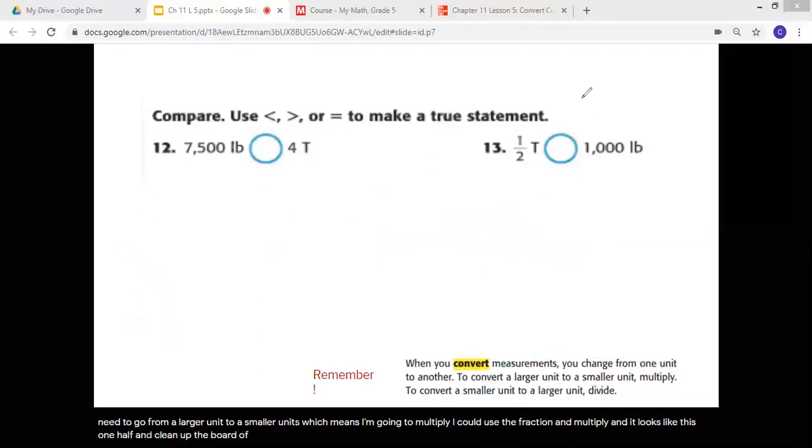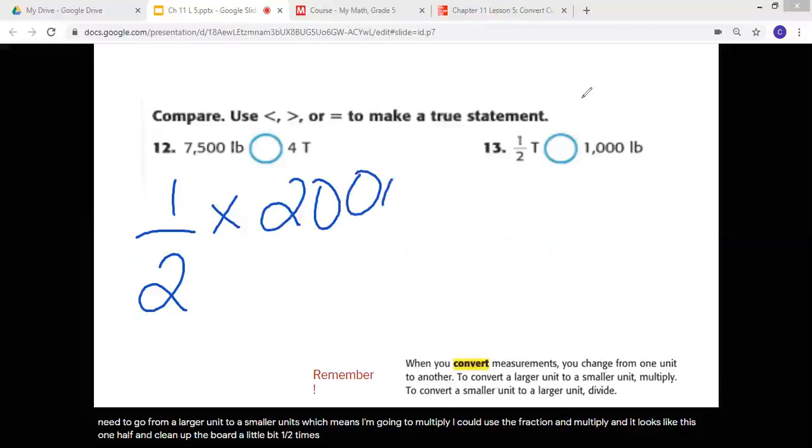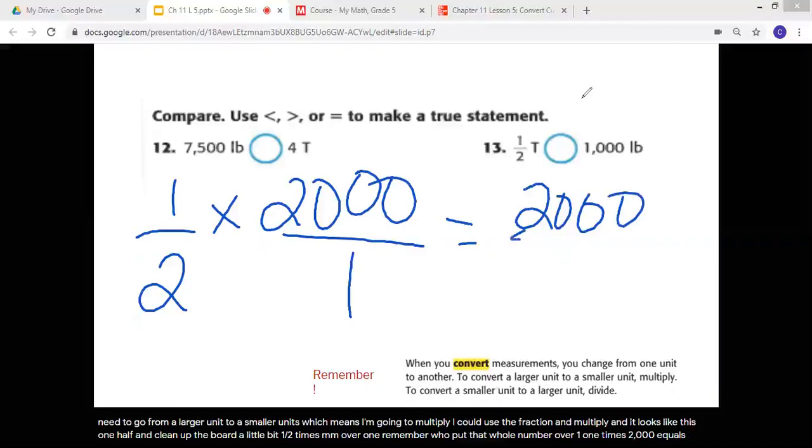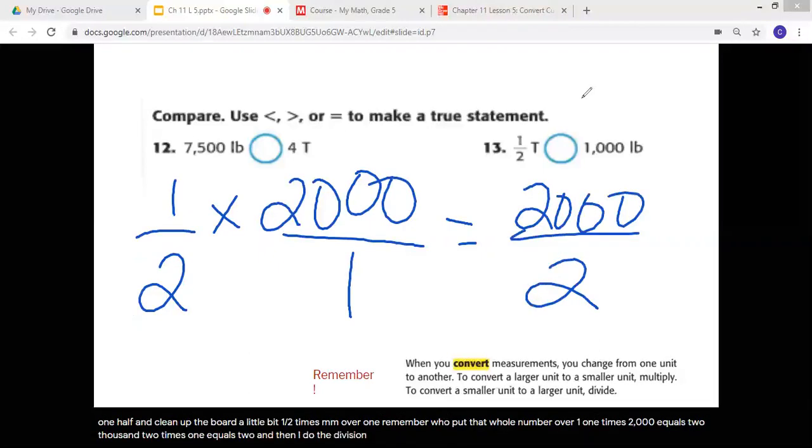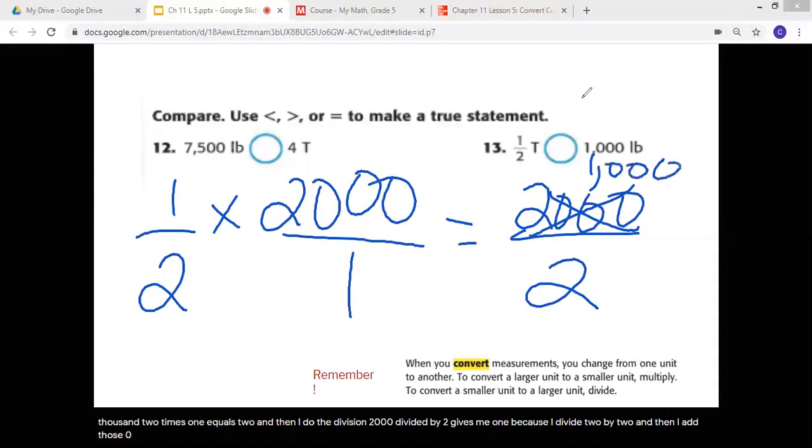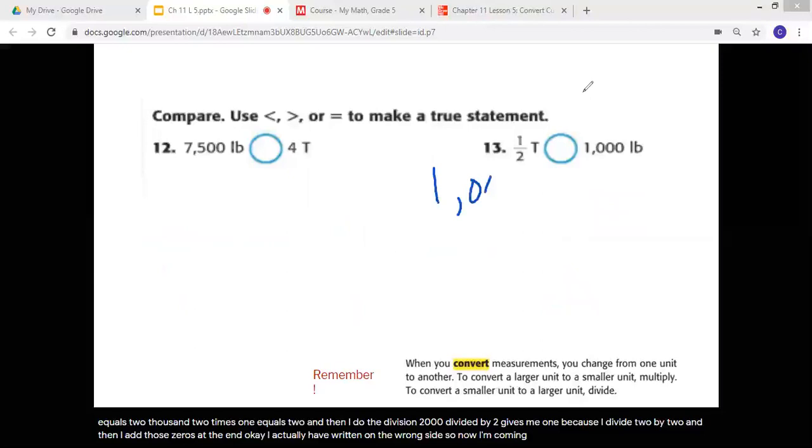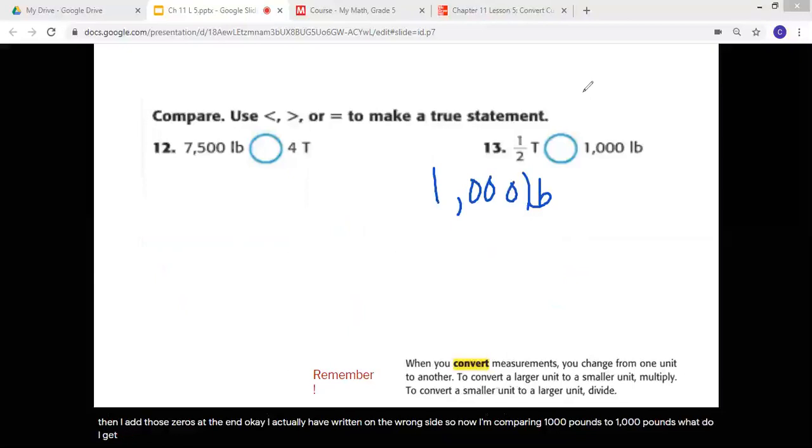Let me clean up the board a little bit. 1/2 times 2,000 over 1. Remember, we put that whole number over 1. 1 times 2,000 equals 2,000. 2 times 1 equals 2. And then I do the division. 2,000 divided by 2 gives me 1, because I divide 2 by 2, and then I add those zeros at the end. Okay? I actually have it written on the wrong side. So now I'm comparing 1,000 pounds to 1,000 pounds. What do I get? A half ton is equal to 1,000 pounds.